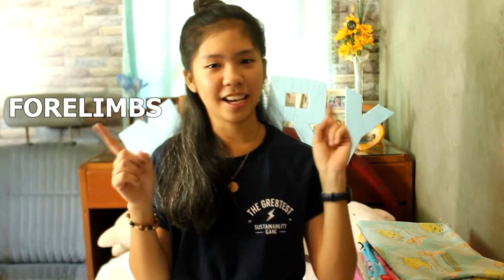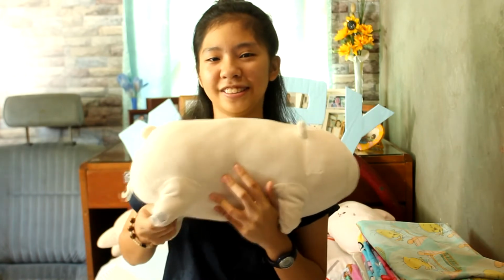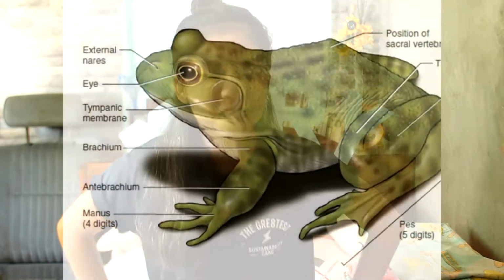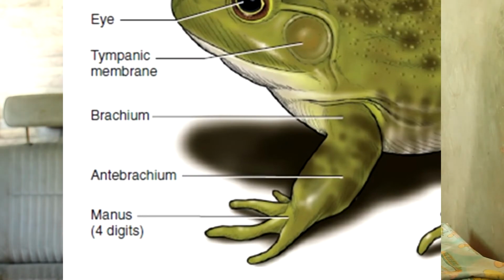The appendicular region is divided into two, the forelimbs and the hind limbs. Forelimbs are here on the frog, and the hind limbs are here. Let's continue with the forelimbs. The brachium is the upper arm, and it is the first segment attached to the trunk. The antebrachium is the middle forearm, which is the next segment immediately below the upper arm.